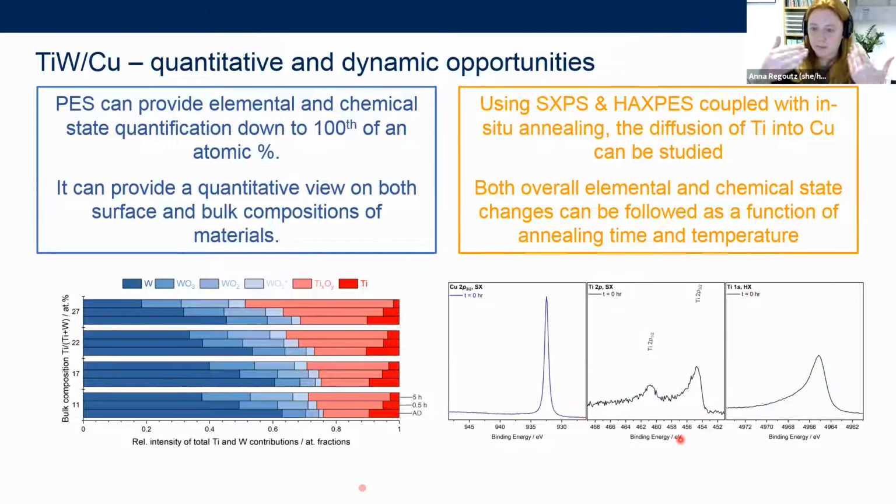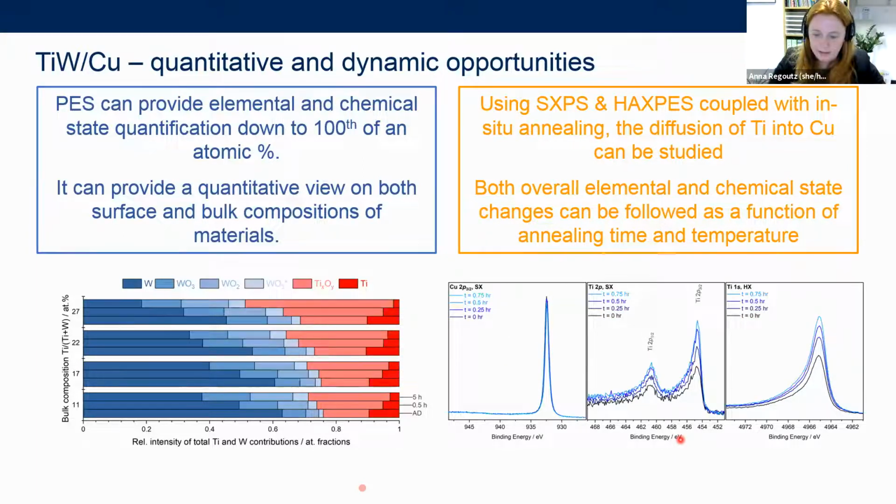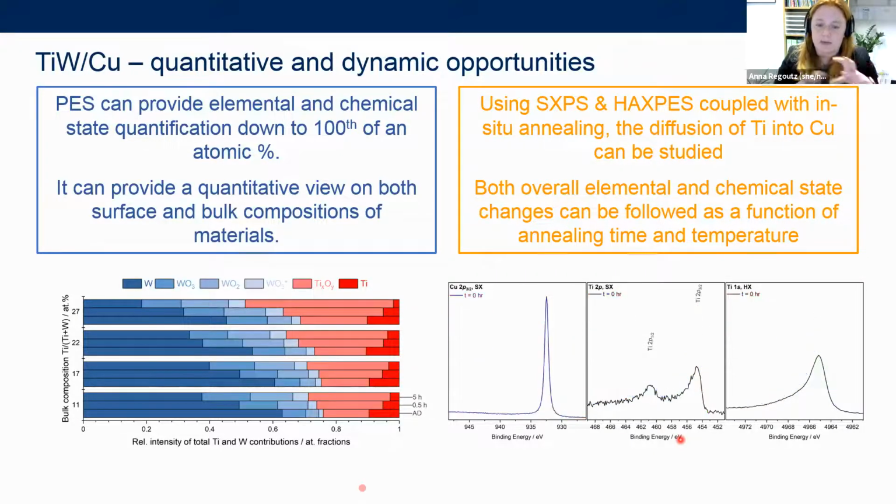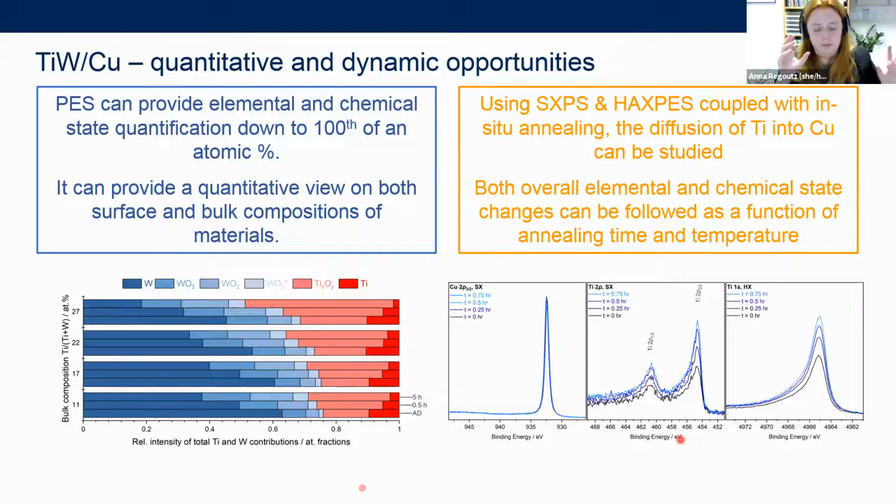And again, during these processes, we can get both the elemental information and the chemical state information as a function of annealing time, temperature, and also what device we're looking at. So this is really exciting. It gives you one example of how we can use this technique and combinations of different flavors of this technique, soft, hard X-ray, resonant, in situ, to build up a complete picture of a problem that we're trying to solve in a device context.